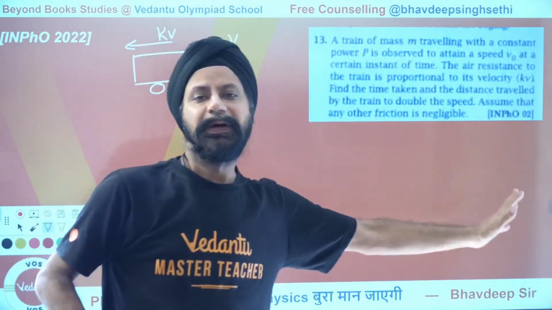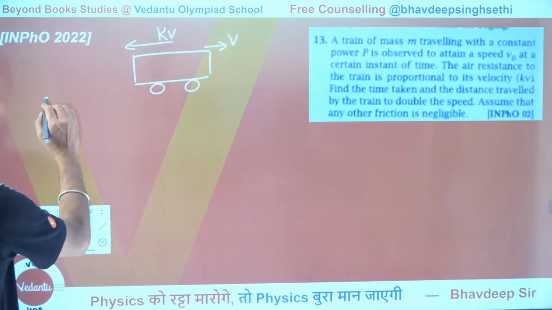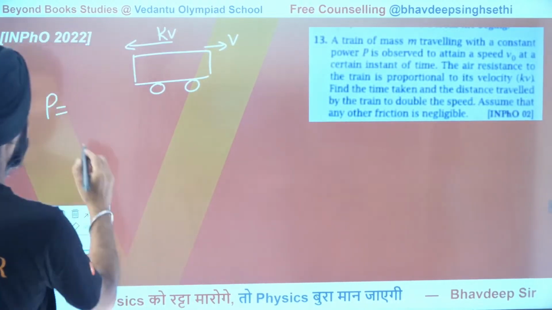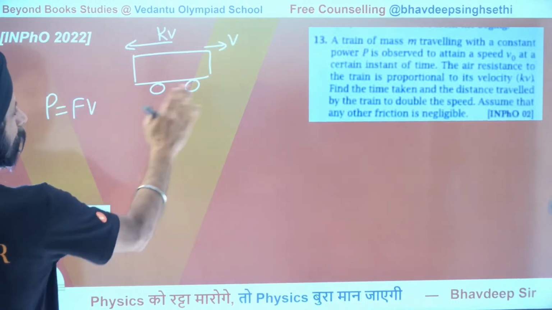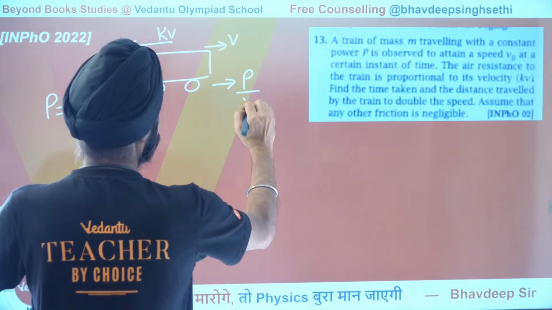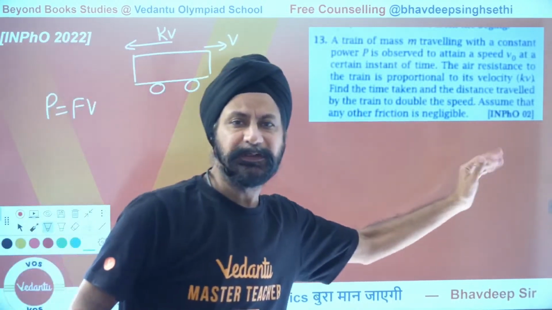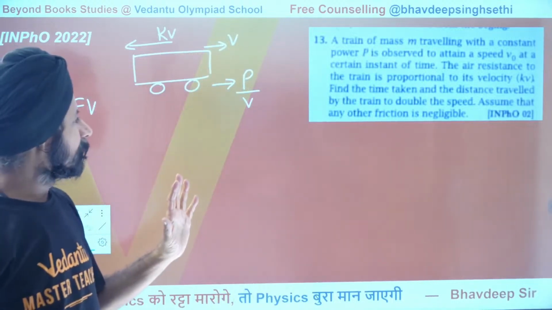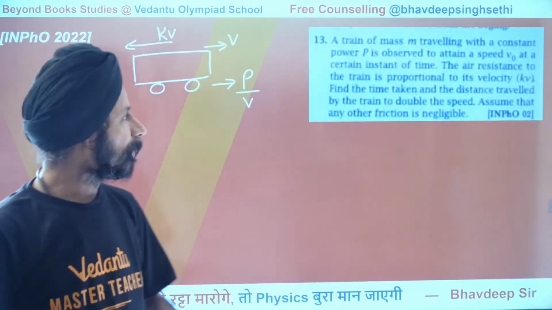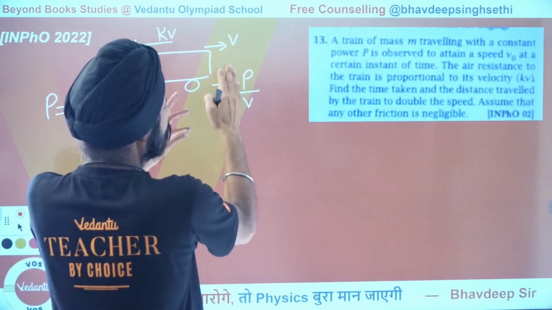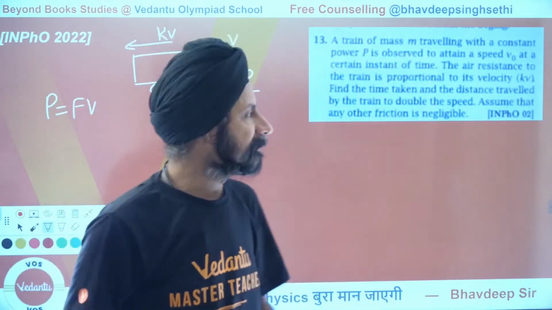But then there is a power being delivered by the engine. I know power is equal to force times velocity. So how much is the force over there? That force is P divided by v. So there is a P divided by v force here and a kv force backwards. This is the situation. Right now the velocity is v naught, and it has to become 2v naught. Now tell us the story.